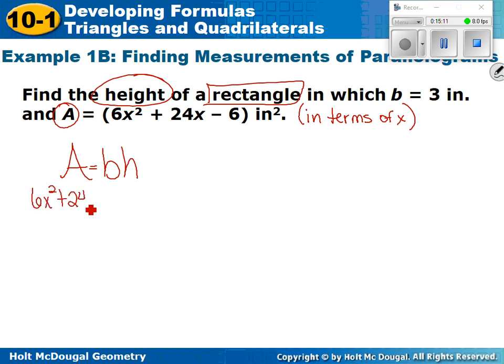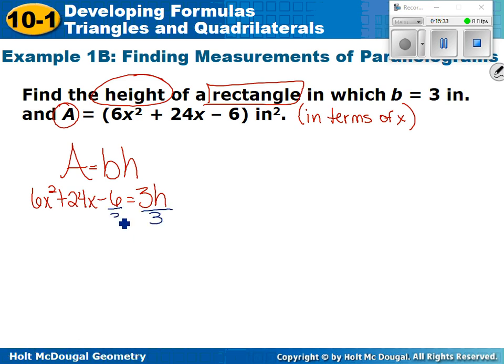Good. 6x squared plus 24x minus 6 equals, what's going in for B? 3. And we don't know H. That's what we're trying to solve for. So what are we going to do using our algebra skills to solve for H? Divide by 3. So we'll just divide by 3.